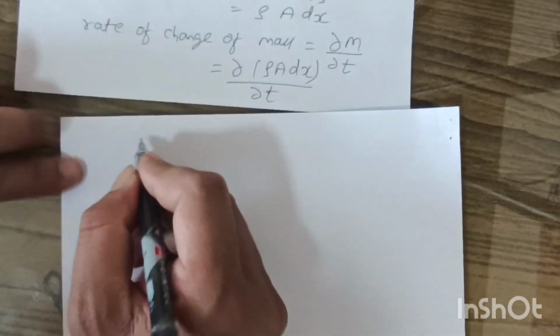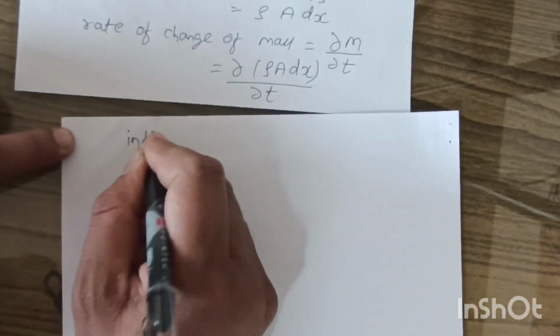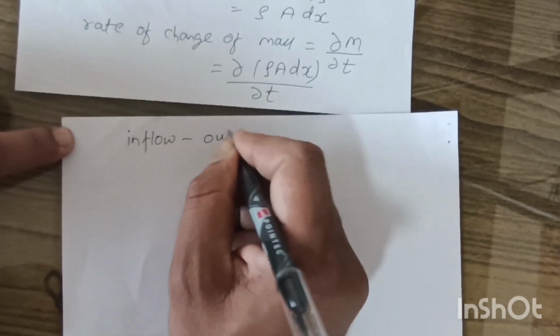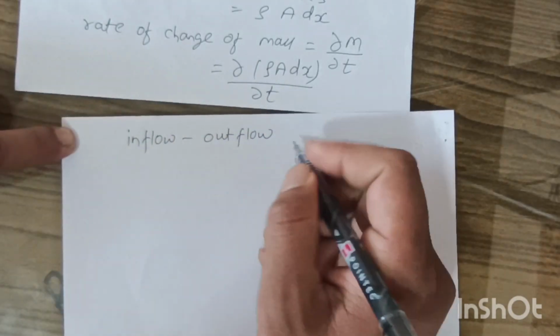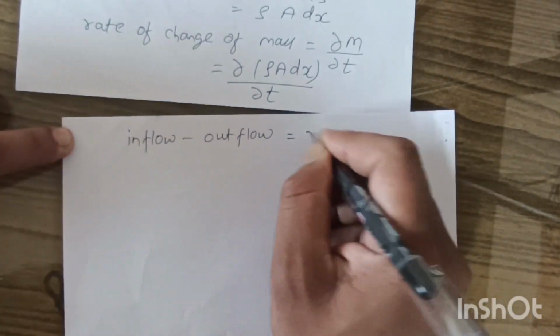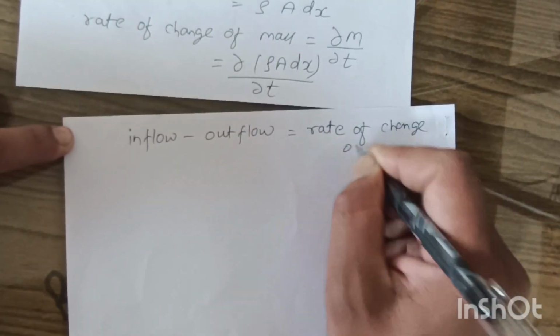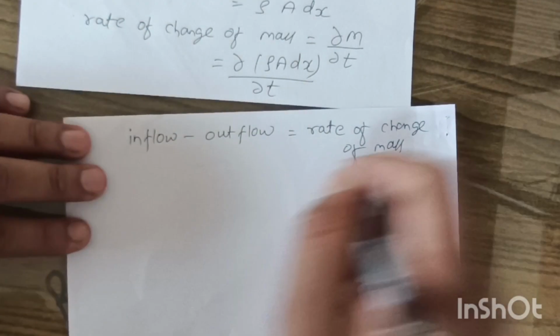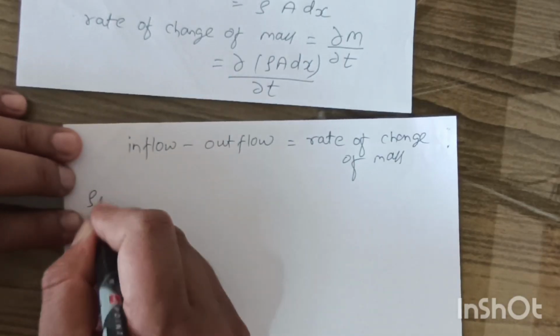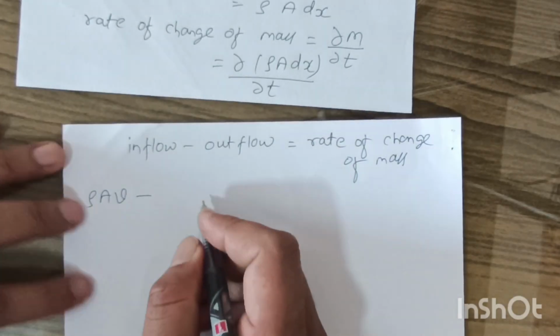So what is inflow? Inflow minus outflow is going to be the rate of change of mass. Inflow is how much? Rho A V. Outflow is how much?